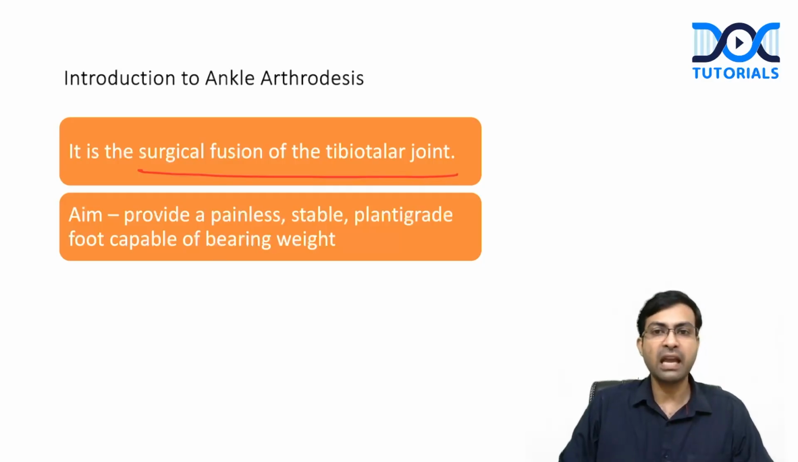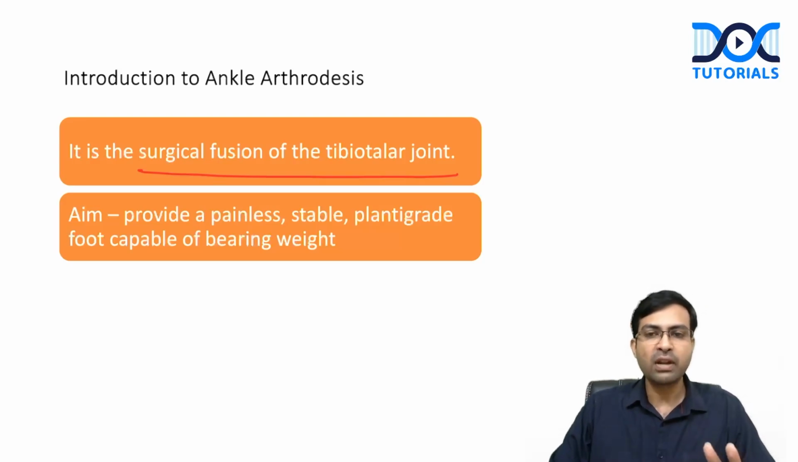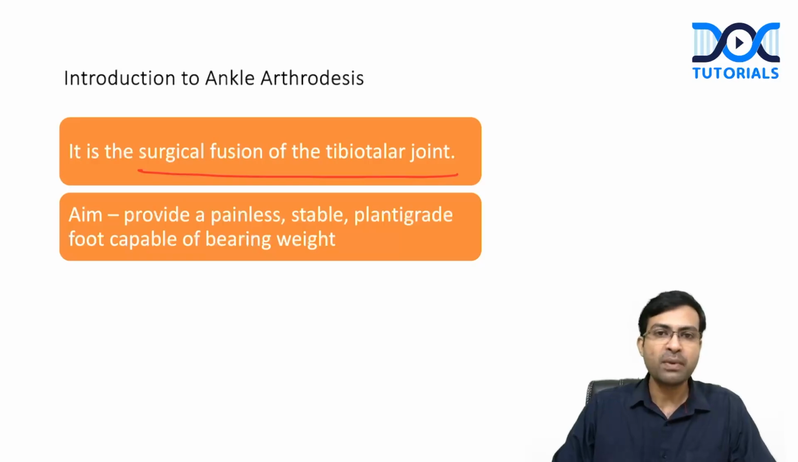And what are the aims? Remember, whenever we are planning to do an ankle arthrodesis, there are four aims that you have to keep in mind. One, we are trying to make a painless ankle. The ankle should be stable, it should be plantigrade, and it should be capable of weight bearing. So, the aim is to provide a painless, stable, plantigrade foot which is capable of weight bearing with a near normal gait. That is our idea here.